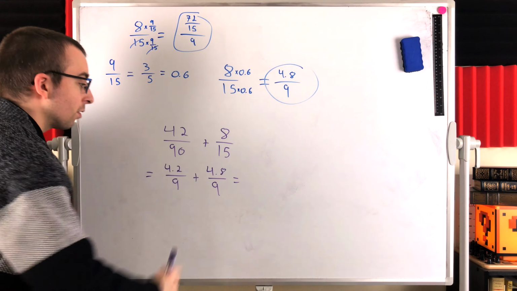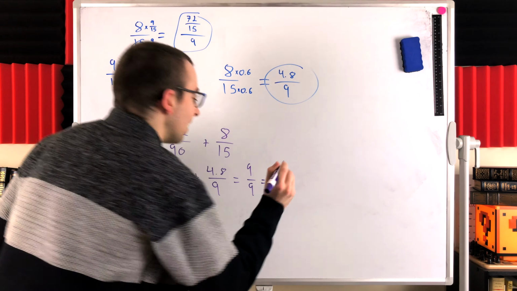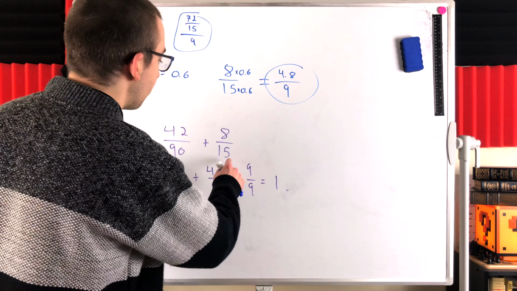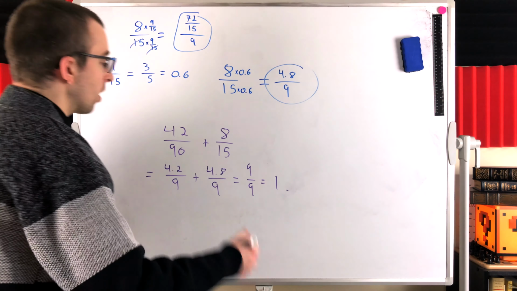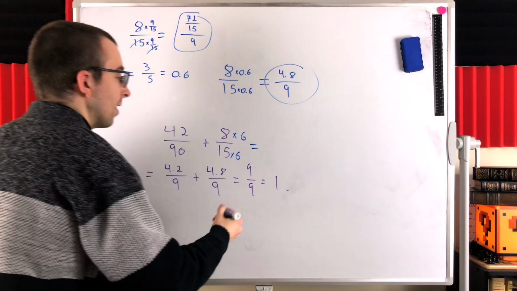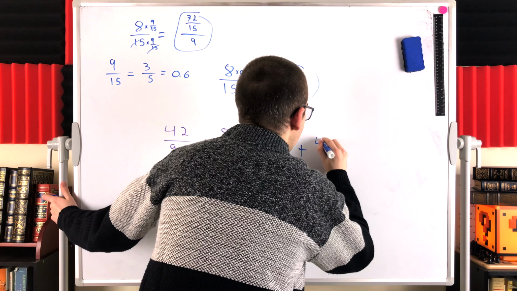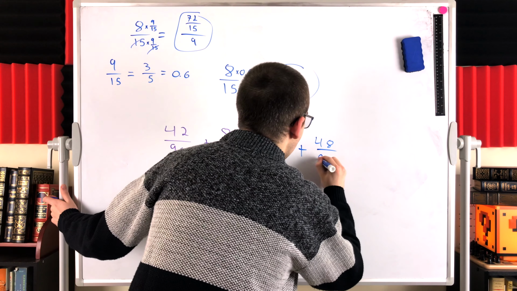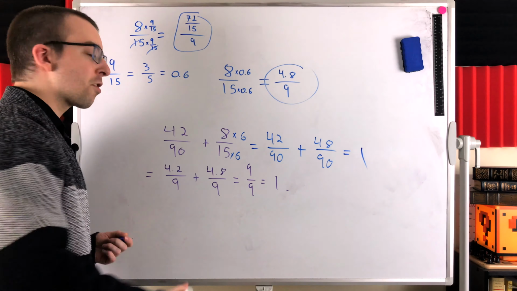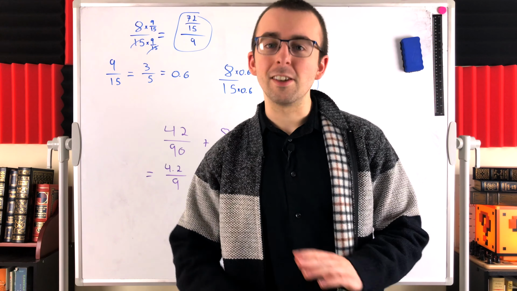And 4.2 plus 4.8 over 9 is going to give us 9 over 9. Hey, look at that. It's equal to 1. Of course, the more normal way to solve this problem would be to notice that 15 goes evenly into 90. We could multiply both the numerator and denominator by 6, and we could rewrite this sum as 42 over 90 plus 8 times 6 is 48, and 15 times 6 is 90, and we'd get the same thing. This is going to be 90 over 90, and it's equal to 1. But this is another way that you could do it. You can make whatever denominators you want and you can use this process to do it every time.